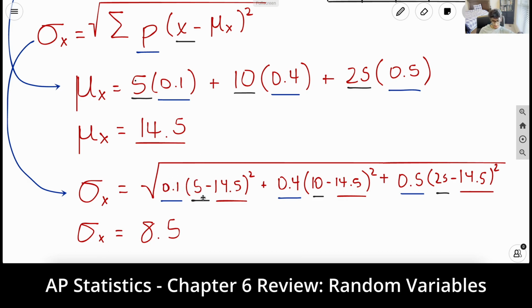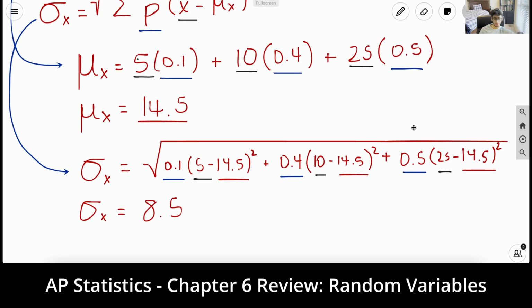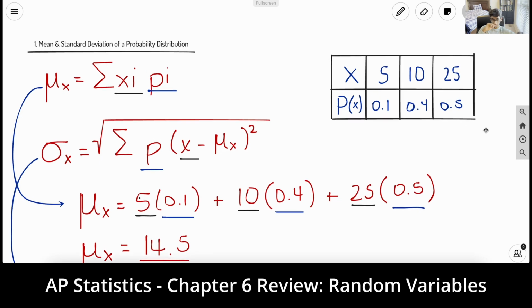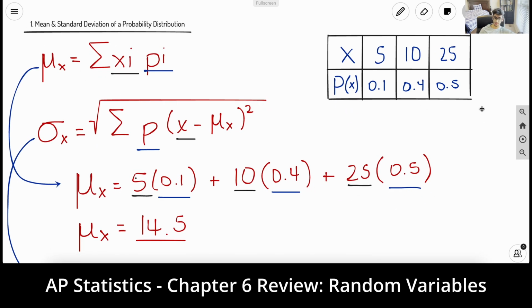So altogether, it's going to be the square root of 0.1 times (5 minus 14.5) squared, and all the other ones. And when you're doing this, make sure you square it. We are then taking the square root, which makes it the standard deviation. So once you compute that, you get a standard deviation of 8.5. This is the mean and standard deviation for our probability distribution. There are other types of distributions that we will get into later. So this is the overall basis for this.